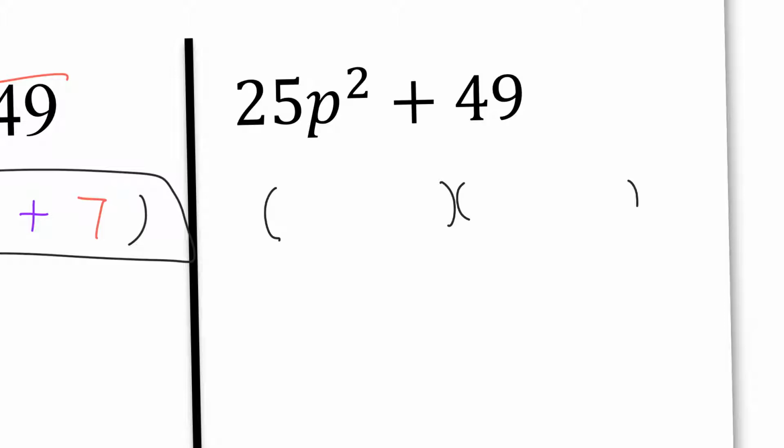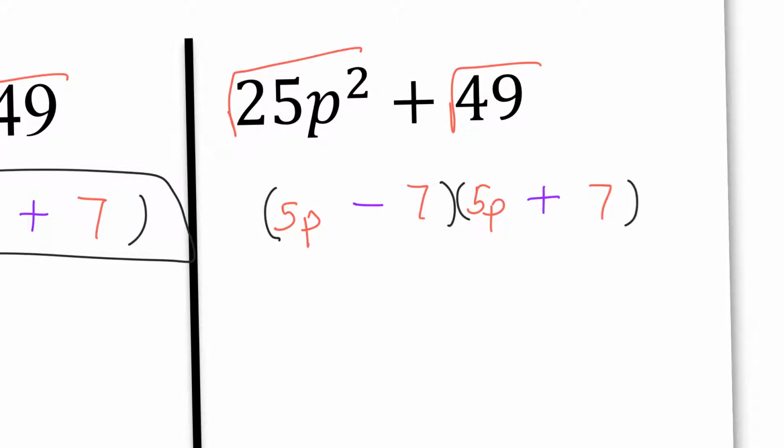I'm going to put here the two parentheses. I know the square root of 25 is 5, and then p squared becomes a p, 5p and 5p. The square root of 49 is 7, 7. But if you put a minus and a plus, right away, guys, when I multiply this term, negative 7 times a positive 7, that's a negative 49. We don't have a negative 49. We have a positive 49.